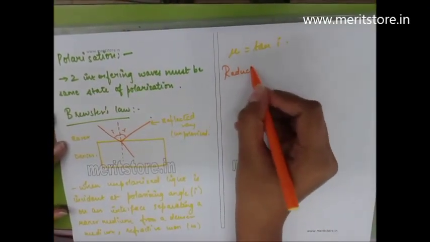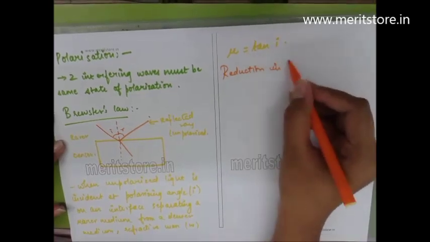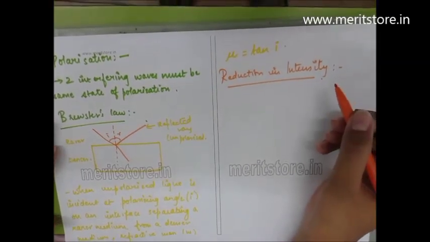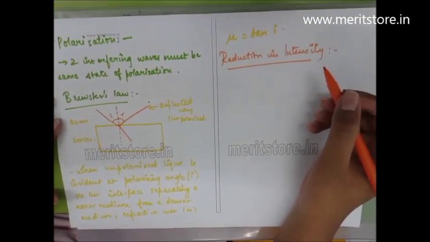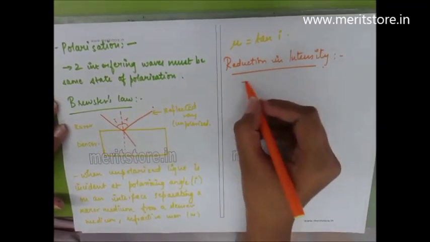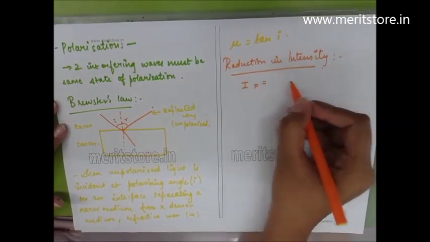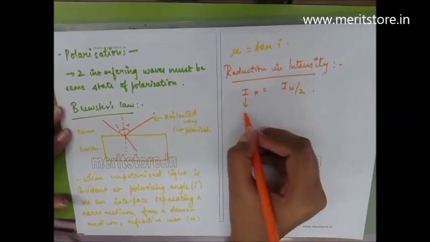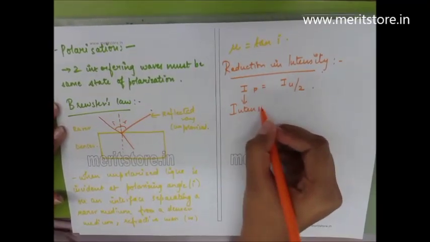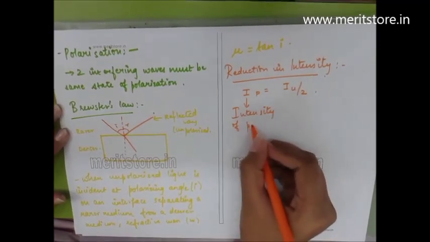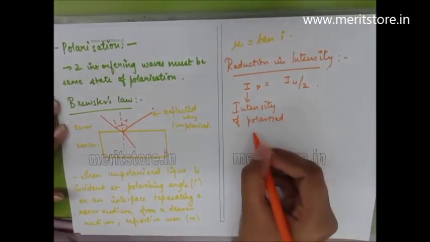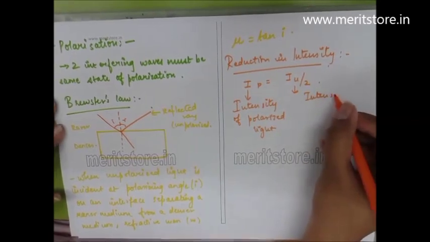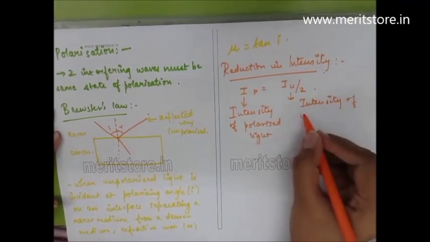Going on to reduction in intensity. Intensity of a polarized light is 50% of that of an unpolarized light. That is, IP equals IU by 2, where IP is intensity of polarized light and IU is intensity of unpolarized light.